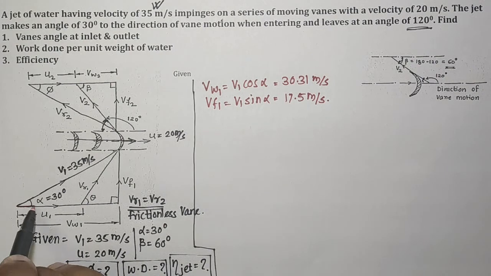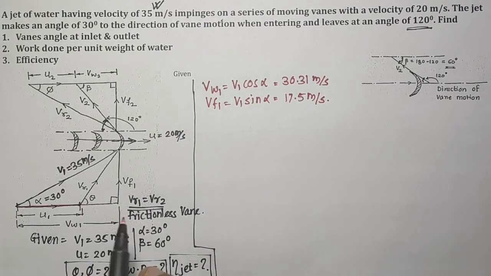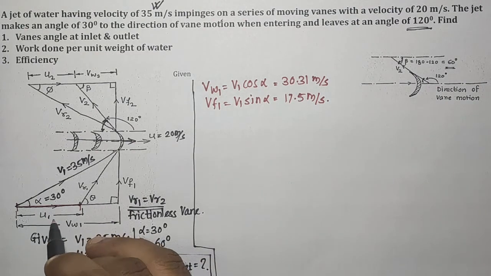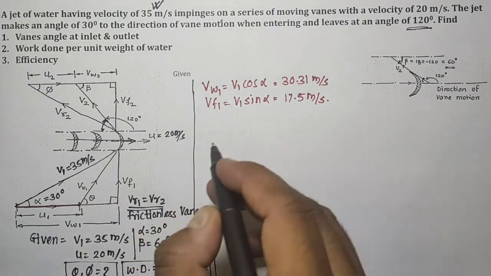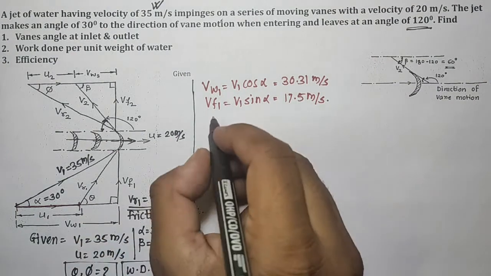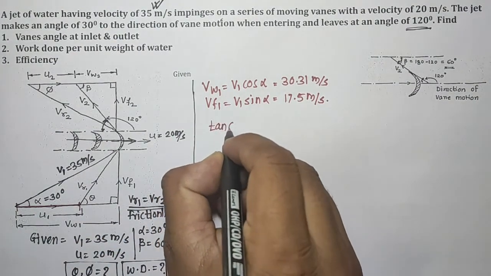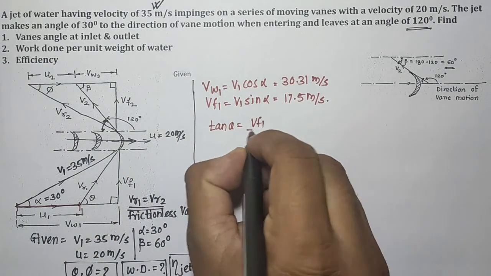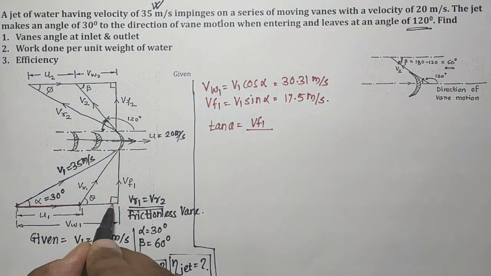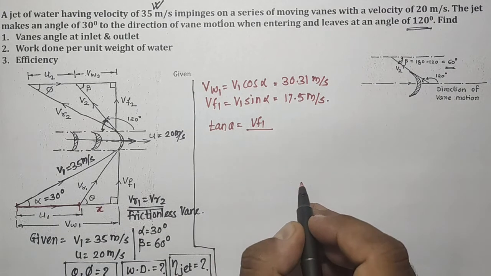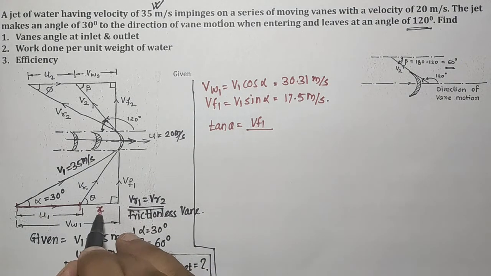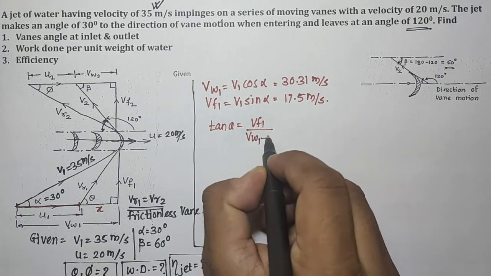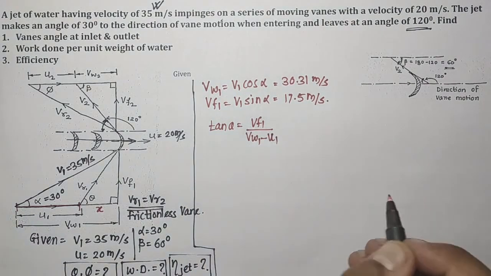So this particular thing related to your velocity U is already available with us. From this diagram we can find out theta in such a way that tan theta is equal to the opposite side, VF1, divided by the adjacent side, which is this component. Let us assume that this one is x, so that x is nothing but VW1 minus U1. So we can directly write that as VW1 minus U1.